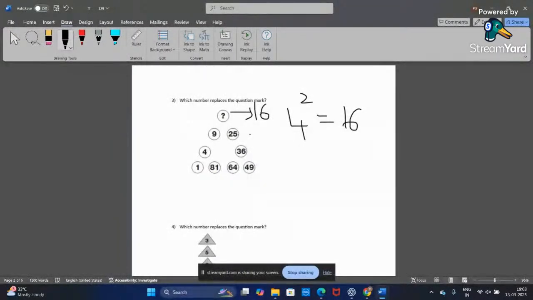See here we have 5 square. Here it is 6 square, 7 square, 8 square, 9 square. So the answer for the third one is 16.